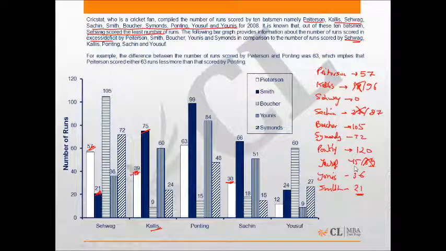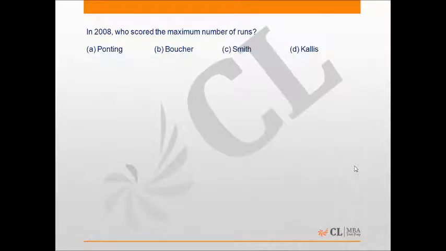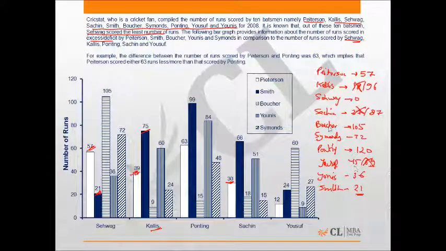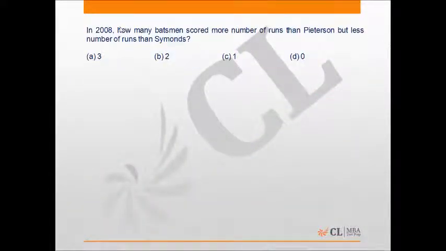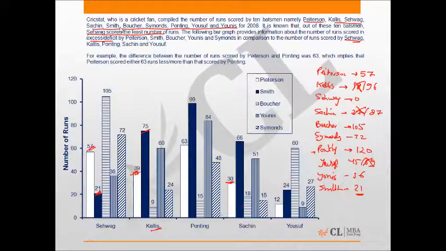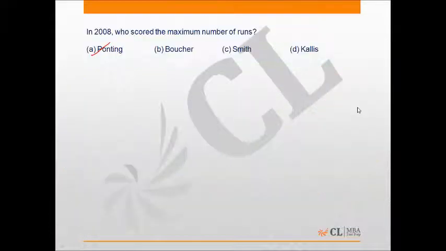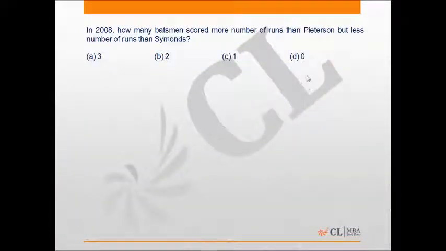Now see the first question, first asking who scored the maximum number of runs. So we can clearly see from this that Ponting scored the maximum number of runs, 120. How many batsmen scored more runs than Peterson but less than Simons? More than Peterson, that is more than 57, less than Simons, that is 72. So you can see no number is between 57 and 72, hence the answer is 0, option D.